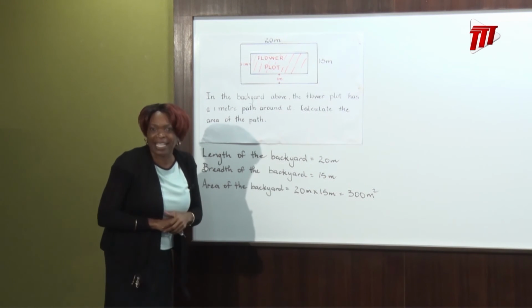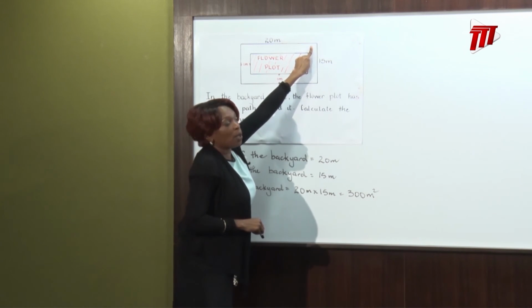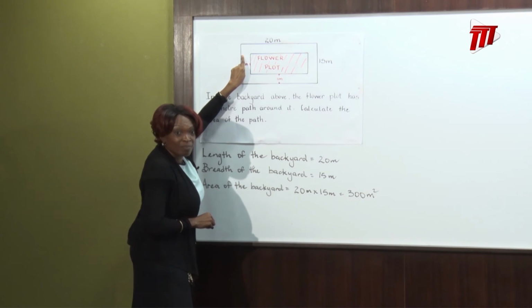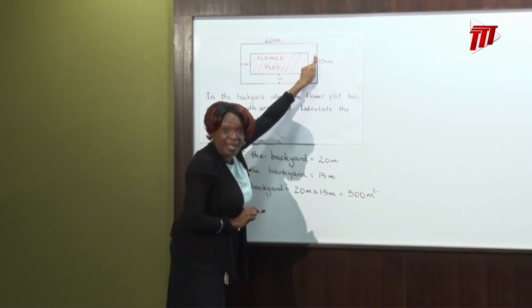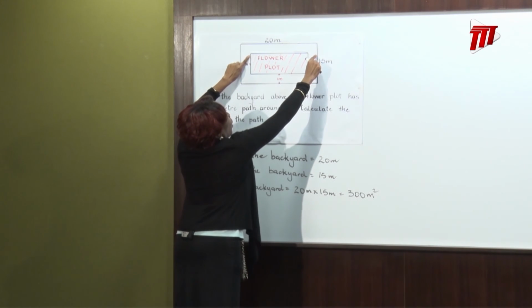I know somebody has the answer. We have to do what? This is the entire length of the backyard. We must take out what? 1 meter from this side and 1 meter from this side as well. Are you seeing it, children? Because remember, it's 1 meter all around.